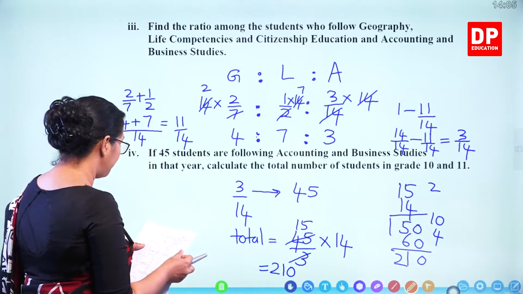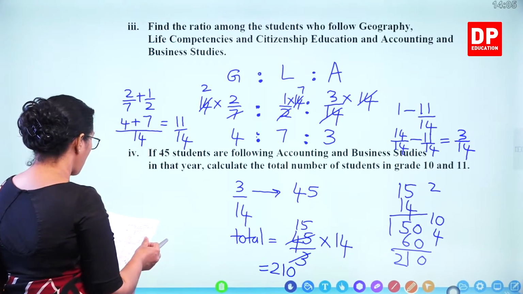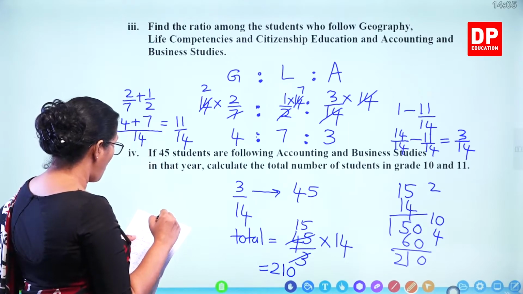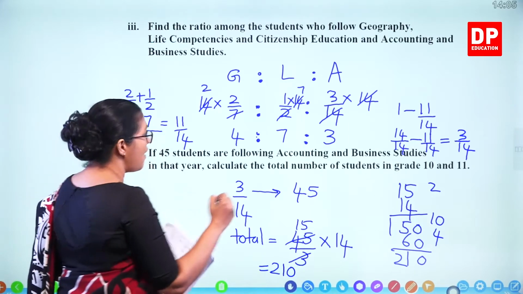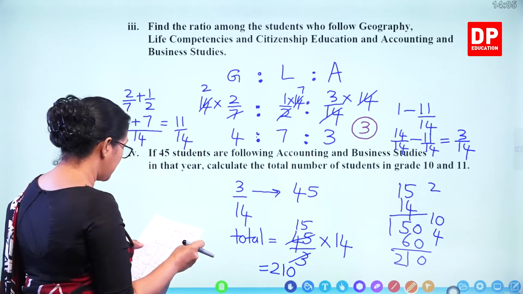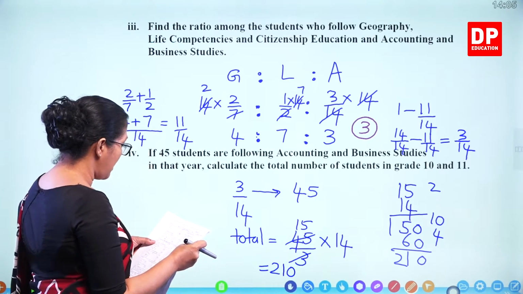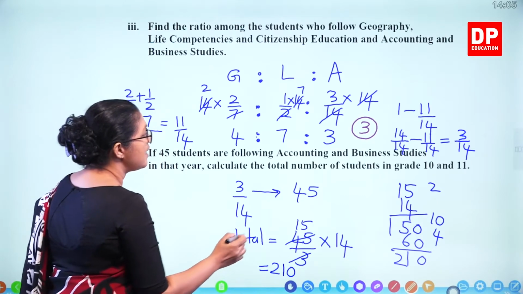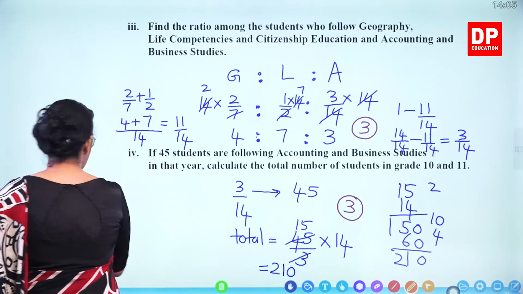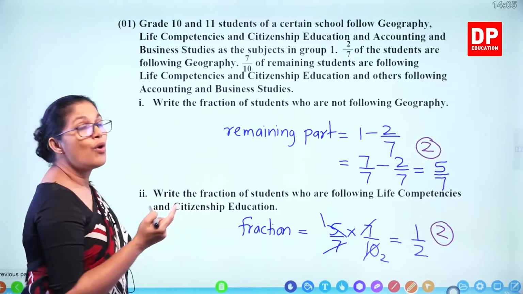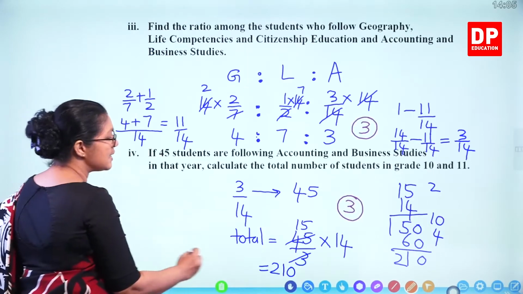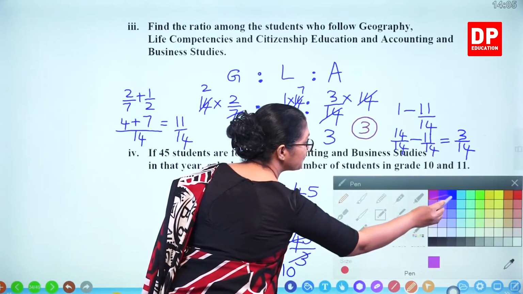So we gave 4 marks for the previous question, and now 4 to 7 to 3, that's 3 marks. And finding 210 as the total, again another 3 marks. 3 and 3, 6, and 4 total is 10. Now we'll look at the next one.